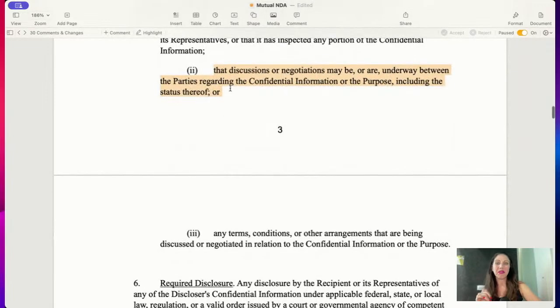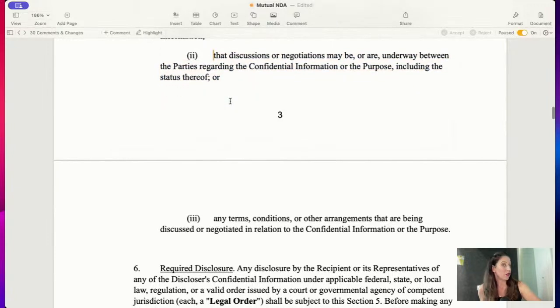And, or that discussions or negotiations are underway between us. I had a sales rep once who was going off and telling me, yeah, hey, we're in talks with so-and-so. So if you want to get in on this price, you better hurry up because so-and-so is going to come in. Well, that was a violation of the NDA, and that other company came back and said something. So be mindful that this is one of those NDAs where I can't even talk about that.